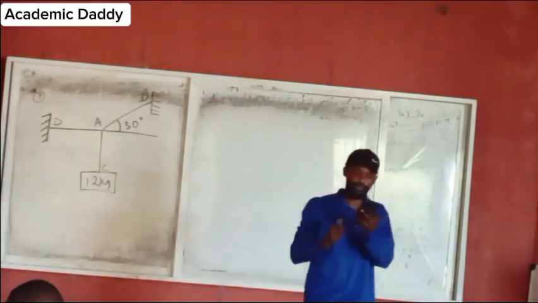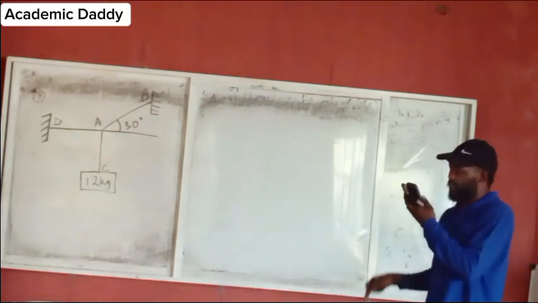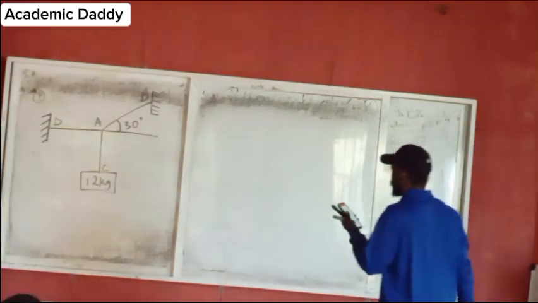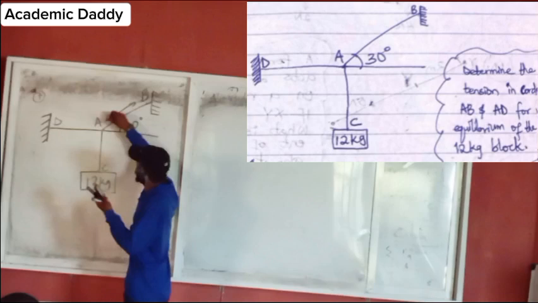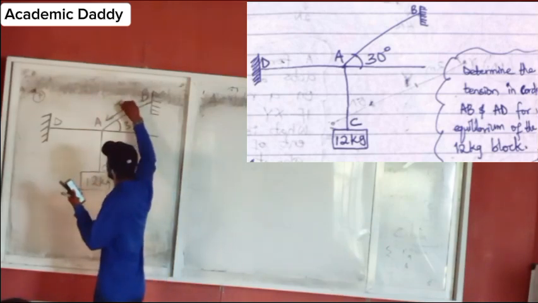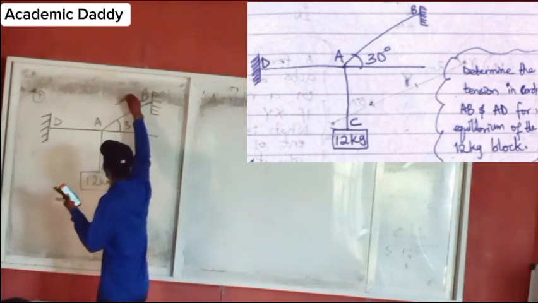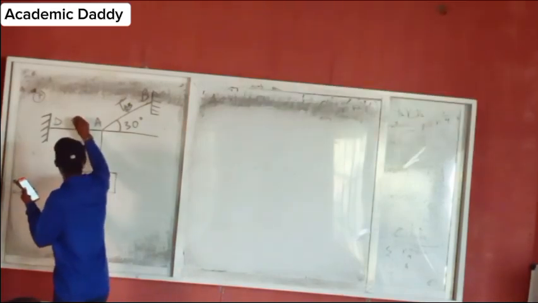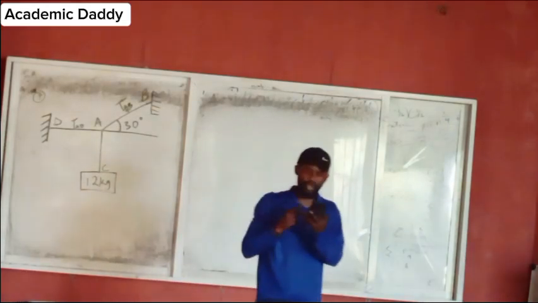In the question, see what they're asking us here. They ask us to determine the tension in cord AB. Let's call it TAB, the cord here, the tension in AB. So let's say this is TAB, for equilibrium of the 12 kg block.